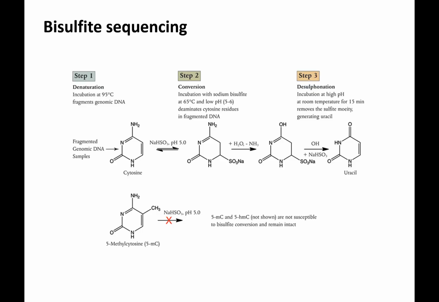This mini lecture is to go back over bisulfite sequencing and ChIP-seq techniques. So the purpose of bisulfite sequencing is to determine which cytosines, Cs, in a DNA strand or DNA sequence are methylated.